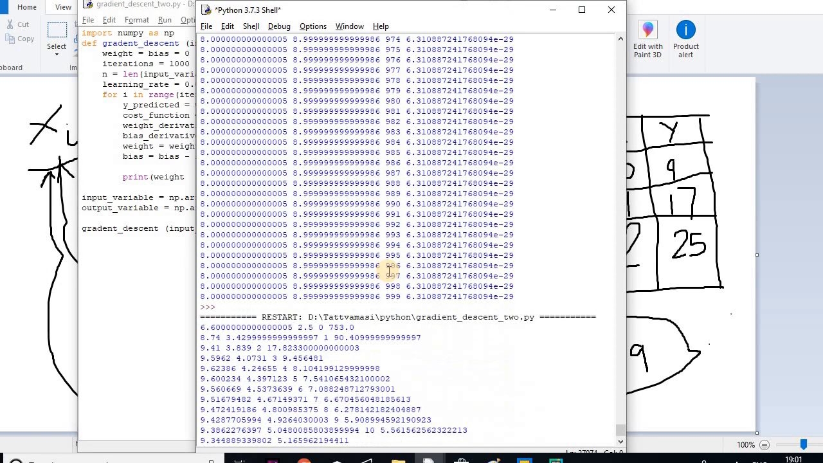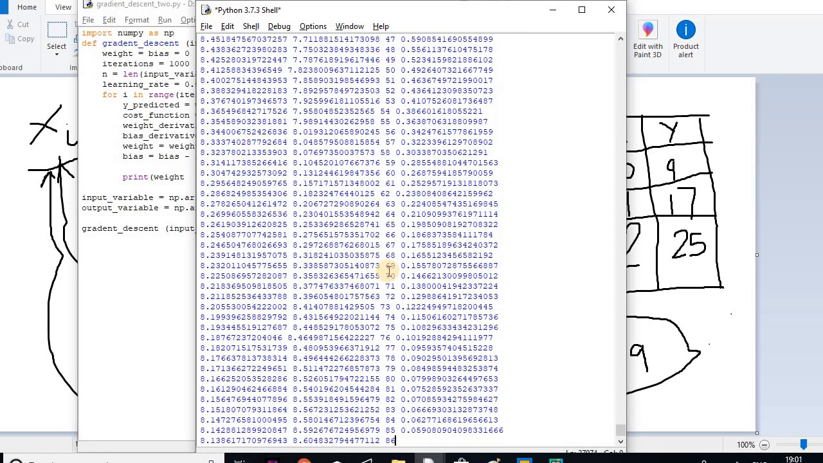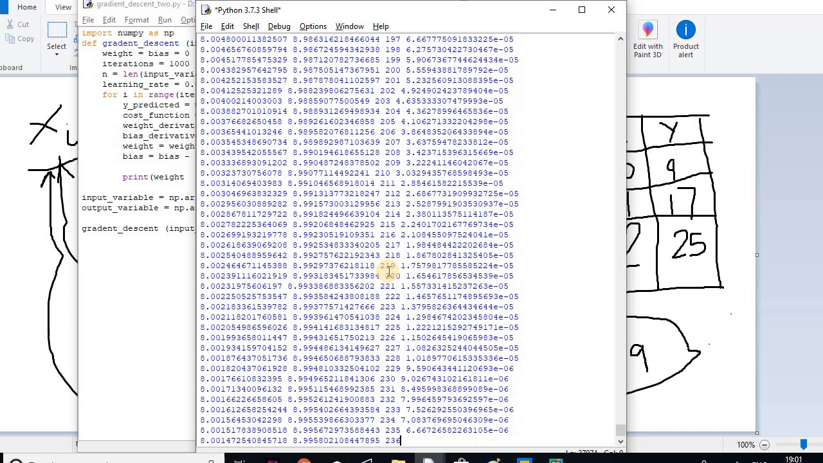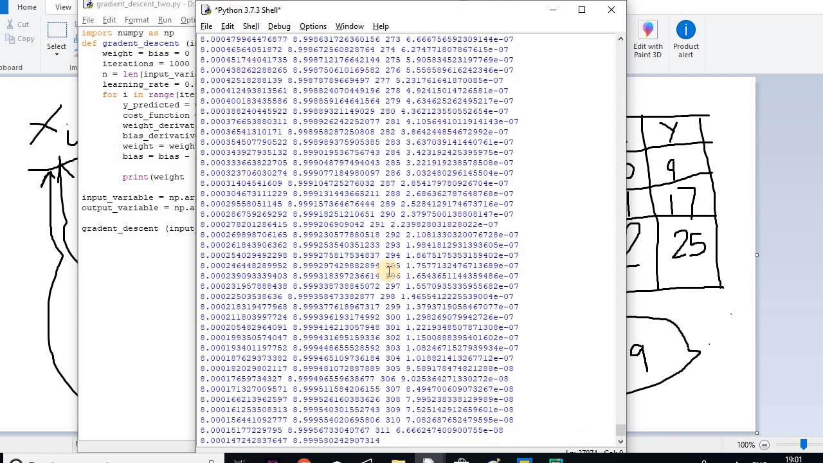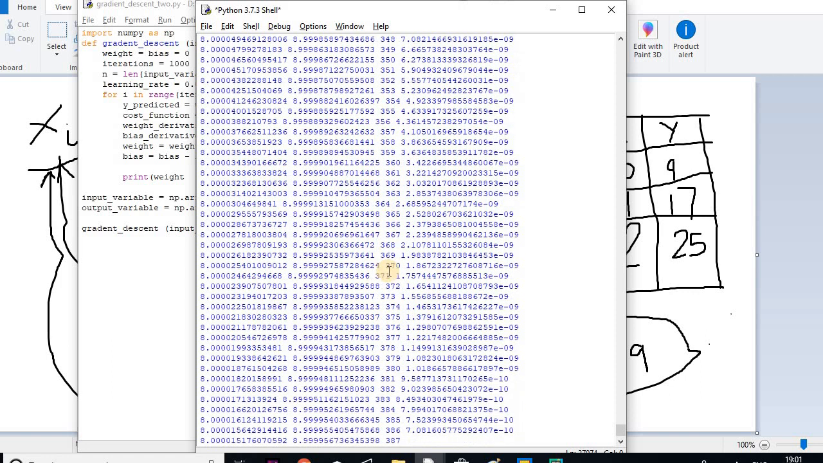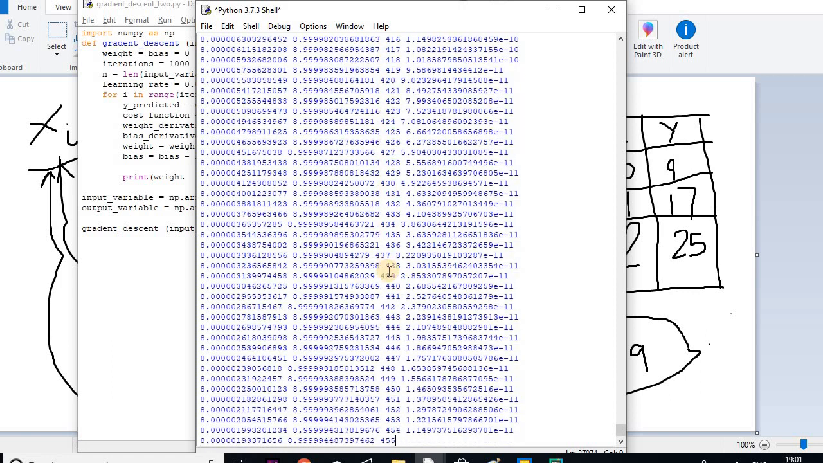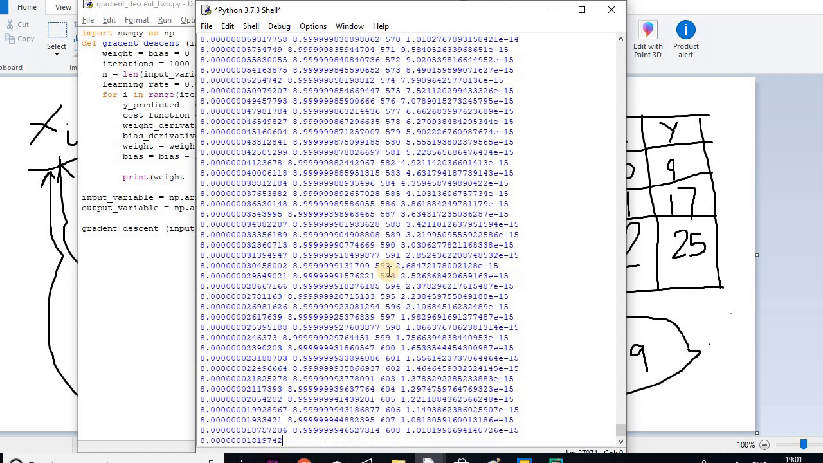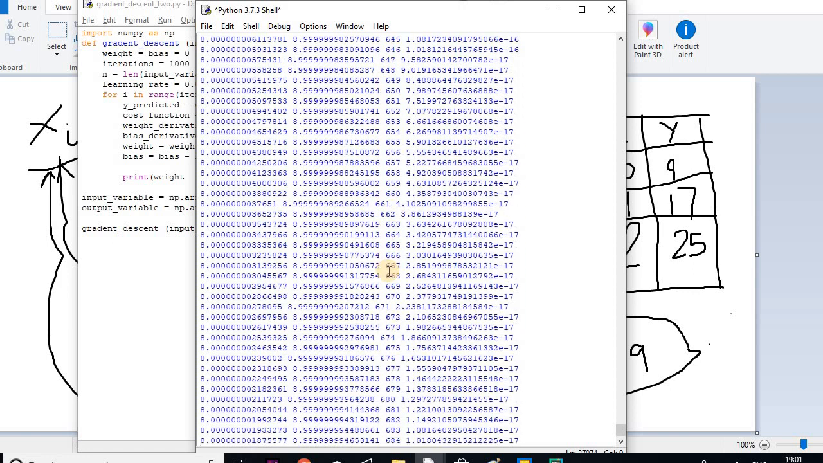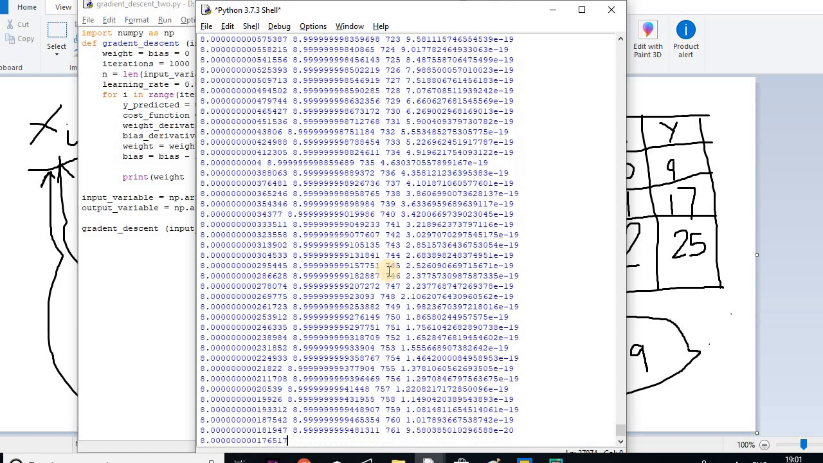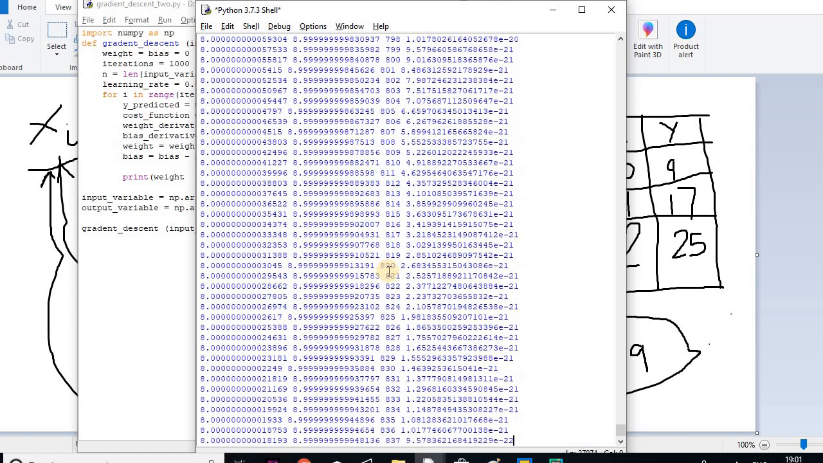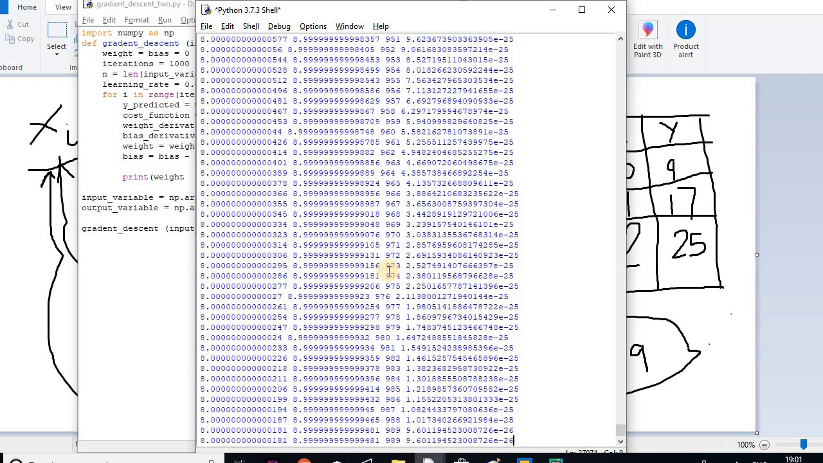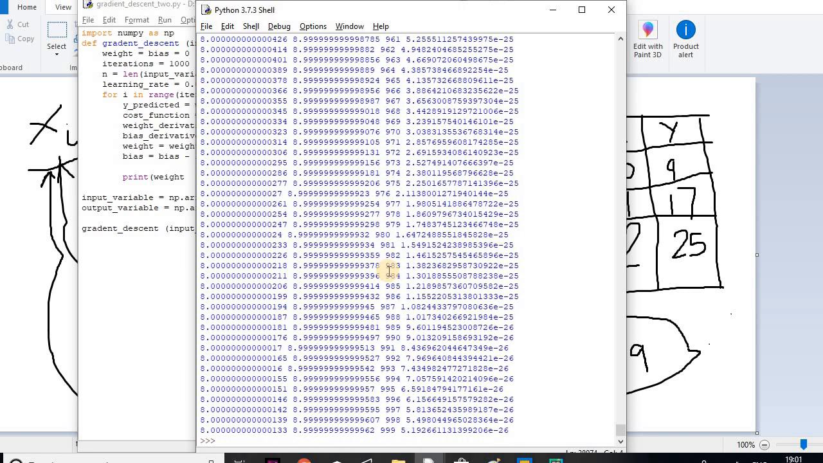Again it's decreasing. The cost function is decreasing, and the weight and bias are almost the same. So it's between 0.0 like this. By adjusting the weight and bias, by adjusting it again, it's decreasing.